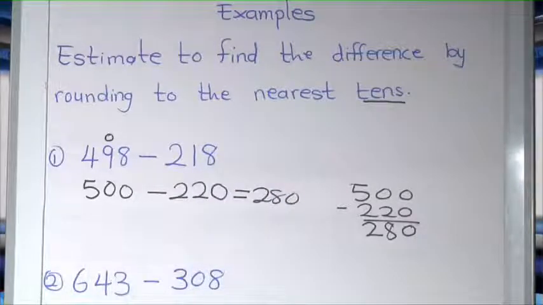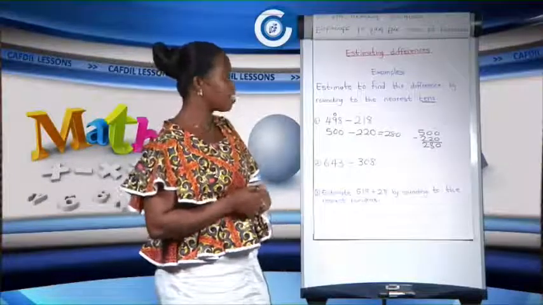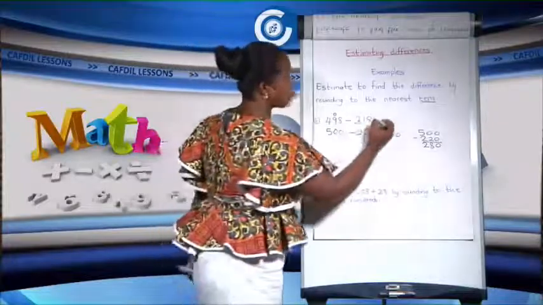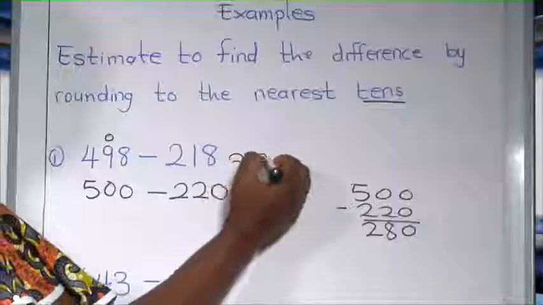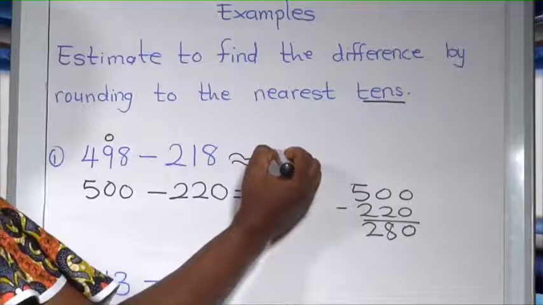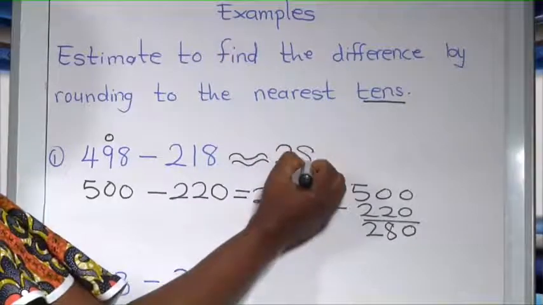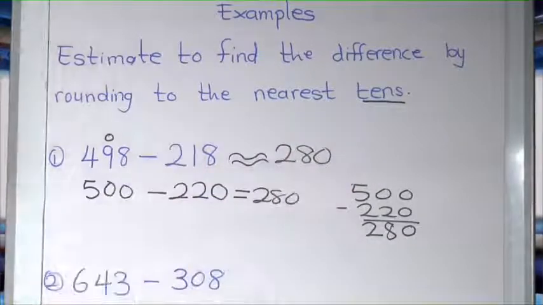So 498 minus 218 is approximately equal to 280.